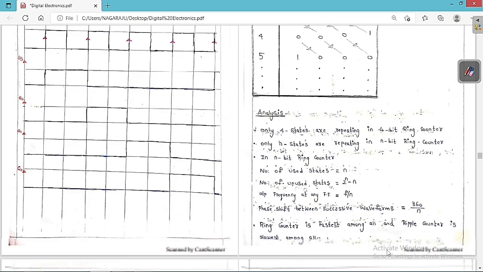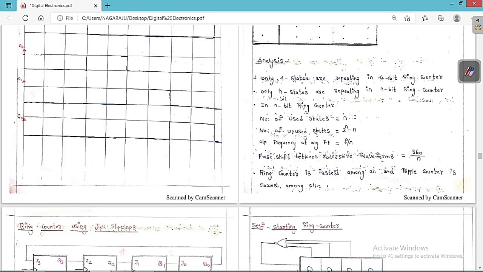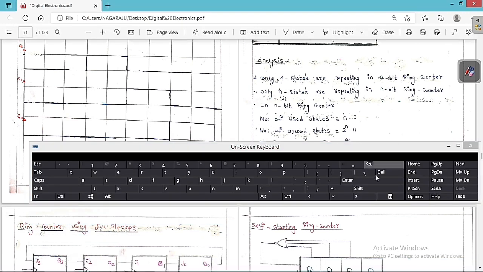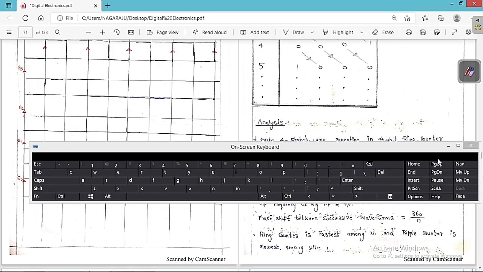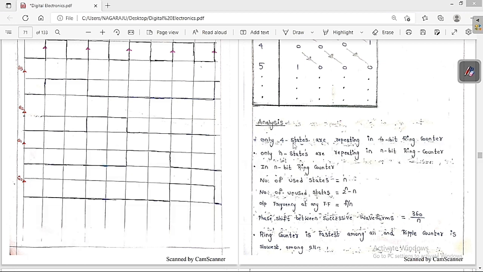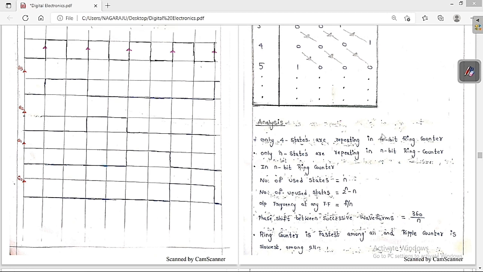Therefore, generally we can say that only n states are repeating in an n-bit ring counter. For a 4-bit ring counter, we get 4 states. For the general case of an n-bit ring counter, we get only n states. So in the n-bit ring counter, the number of used states is n, and the number of unused states is 2 to the power of n minus n.